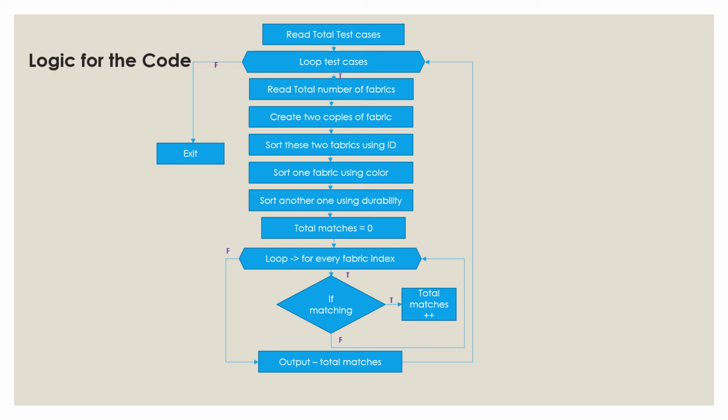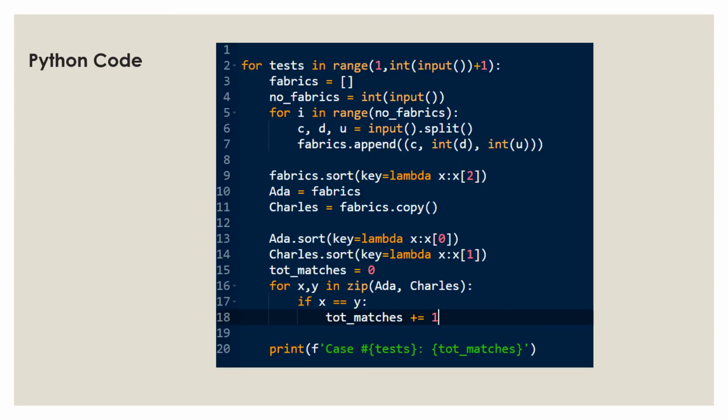I have this logic, and you can use it in any code, but I have created a Python code for this. This code is also available on GitHub, so you can download it from there. Here I'm doing the same thing I showed you before. The only difference is that I'm using the same variable, fabrics, and first I'm sorting before assigning to Ada and Charles. I'm sorting based on unique ID, the second index.